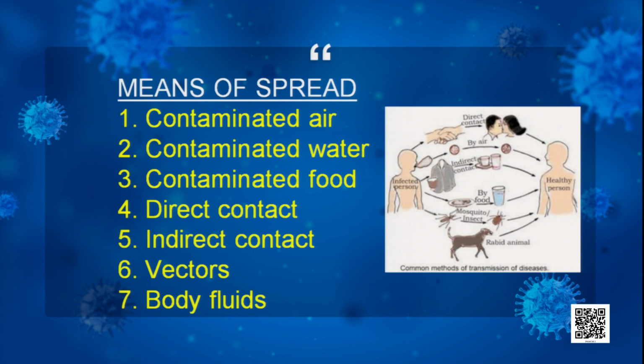Then the last one is vectors. What are vectors? Vectors are carrier agents, so they do not directly cause the disease. Suppose a female Anopheles mosquito bites an infected person, a person having malaria. Then the mosquito itself gets infected, and the disease causing agent, the plasmodium, a protozoan, enters the female Anopheles mosquito. So now this is an infected mosquito, and when it bites a healthy person, then what happens?